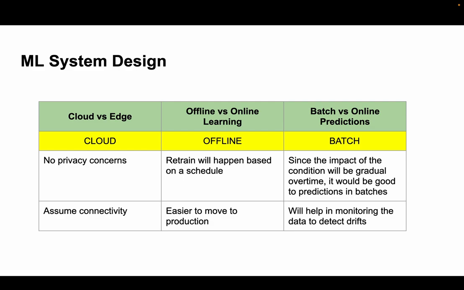We can decide what the batch will be, but it should be a batch because we don't want to go for real time, because the failure will happen gradually. It will not be that your machine will fail at exactly one particular point in time, the moment the first error happens or the first time temperature goes out of hand. It will also help in monitoring the data to detect drift, right? So that will be, I would say, the system design: cloud, offline, and batch.